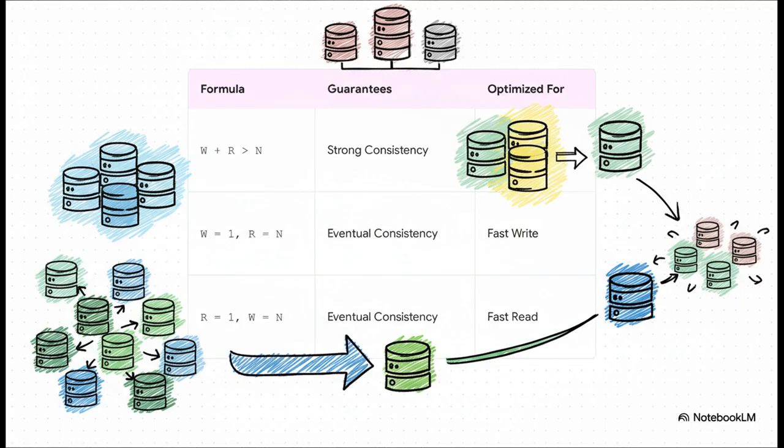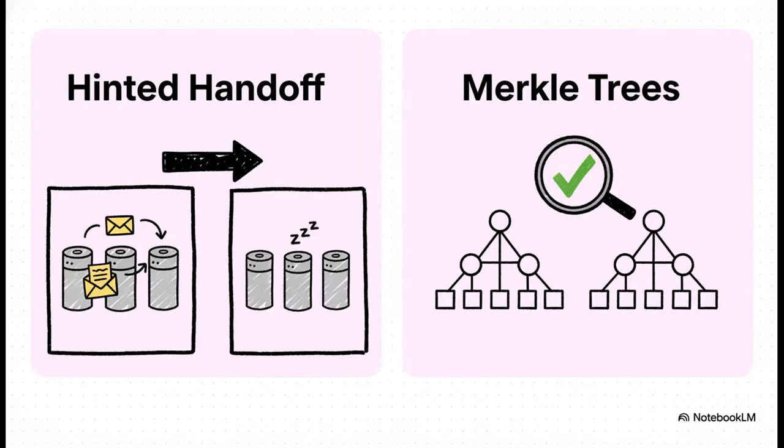And by playing with these W and R values, you can tune your system for crazy fast reads or writes if you're okay with things not being perfectly consistent all the time. So what about server failures? Well, for short-term problems, systems use something called hinted handoff.